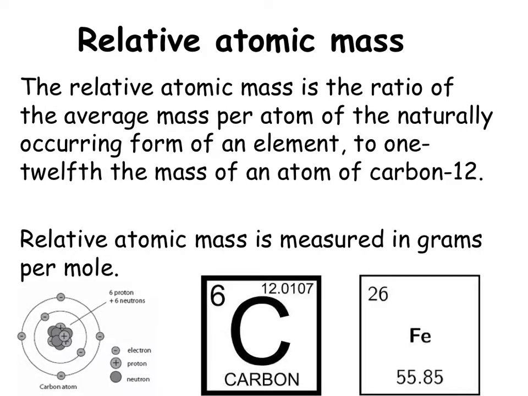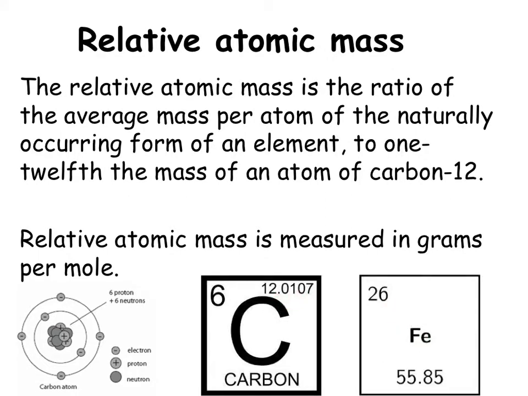Relative atomic mass is the ratio of the average mass per atom of the naturally occurring form of the element. In other words, we're taking all of the different naturally occurring forms with all of the isotopes, and we are comparing it to 1/12 of the mass of a carbon-12 atom. So a carbon-12 atom has got 6 protons, 6 neutrons, and 6 electrons. But as you can see, if you get an accurate periodic table, carbon actually has a relative atomic mass of 12,011, which is because there's also something called carbon-13 and something called carbon-14. They occur in very small proportions, but they do change this number a little bit.